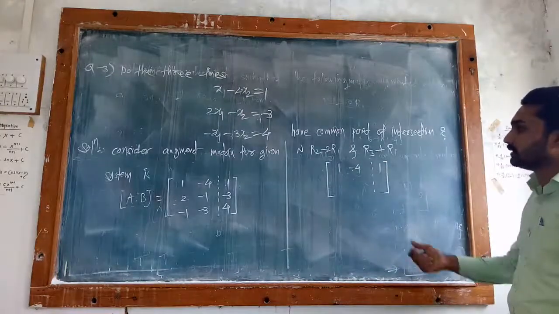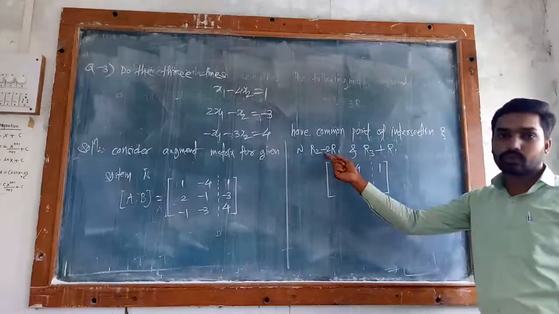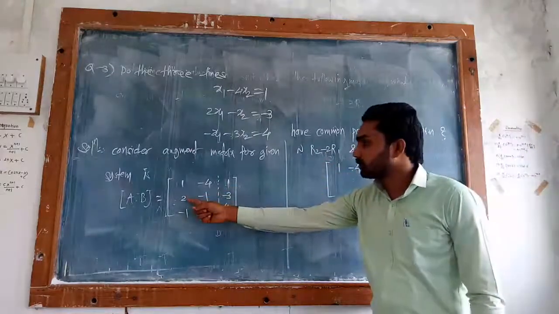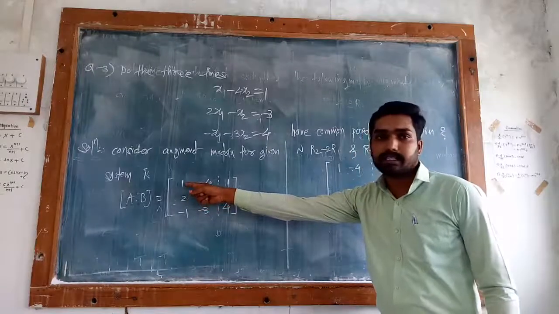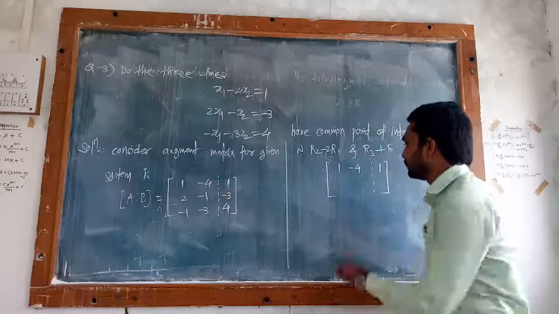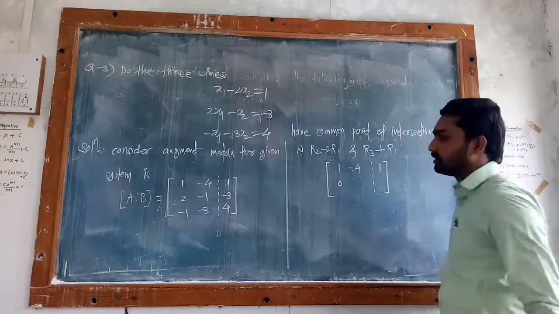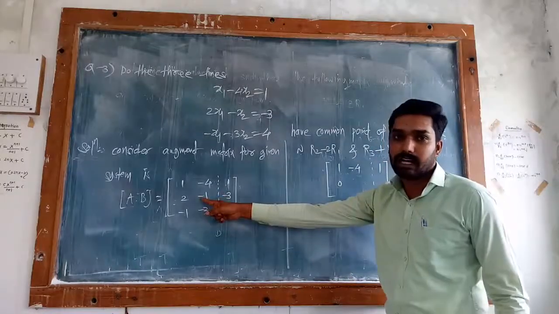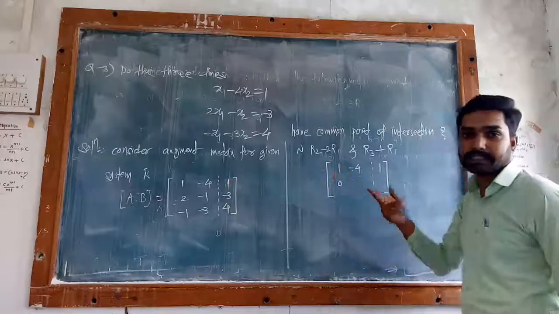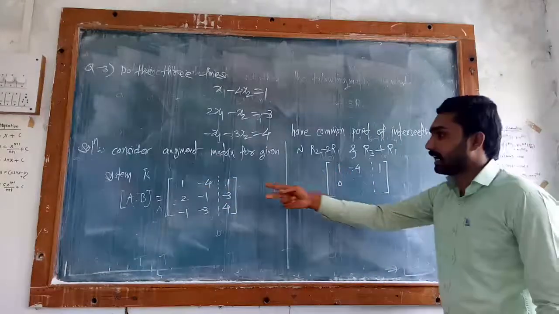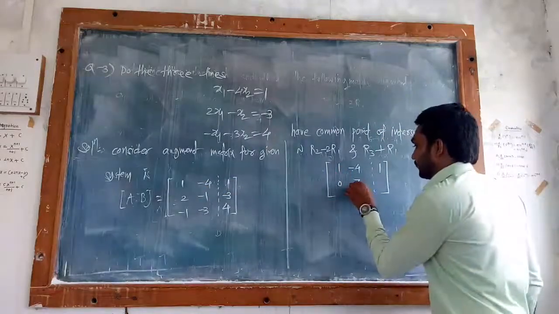What is your second row? That is R2 minus 2 times R1. This value is 2 minus 2 into 1, that is 2 minus 2, which is 0. Right? This value is 0. Again, this minus 1 in R2, again minus 2 into minus 4, then plus 8. And minus 1 plus 8 is 7.